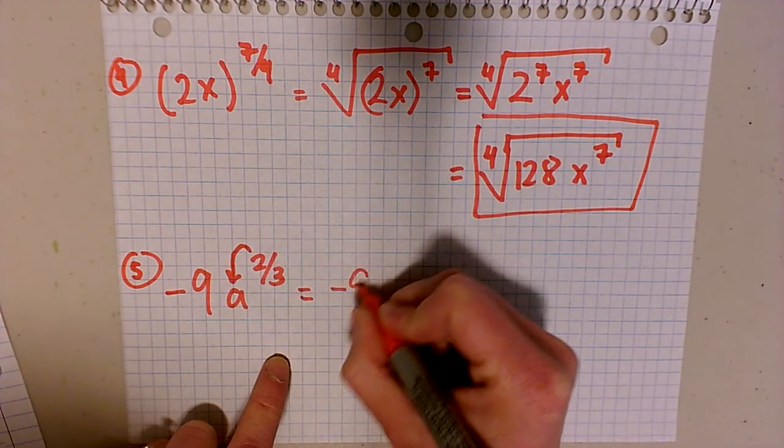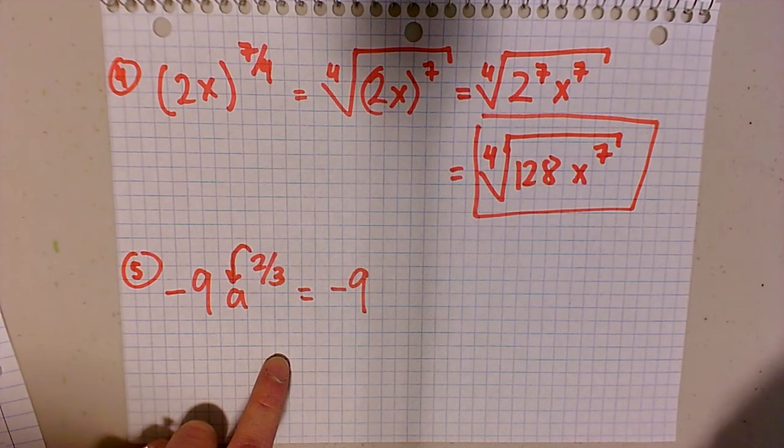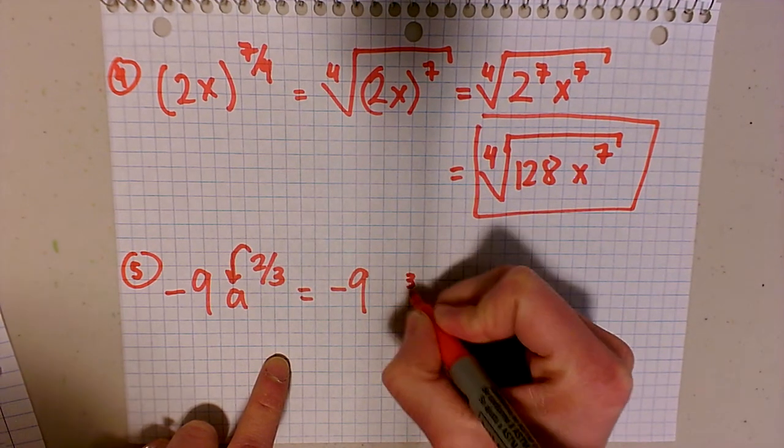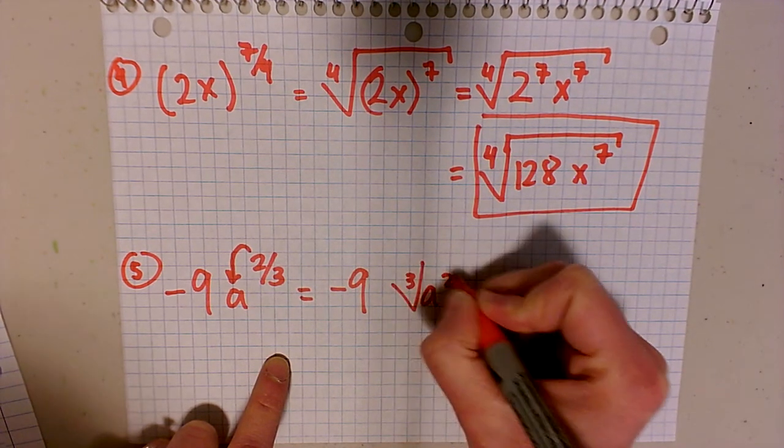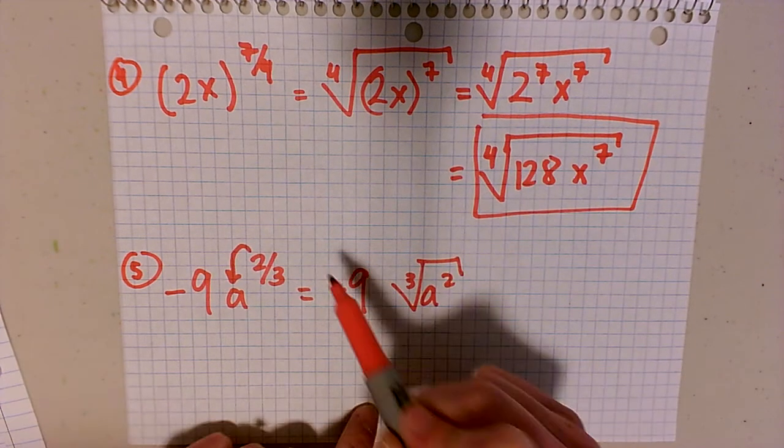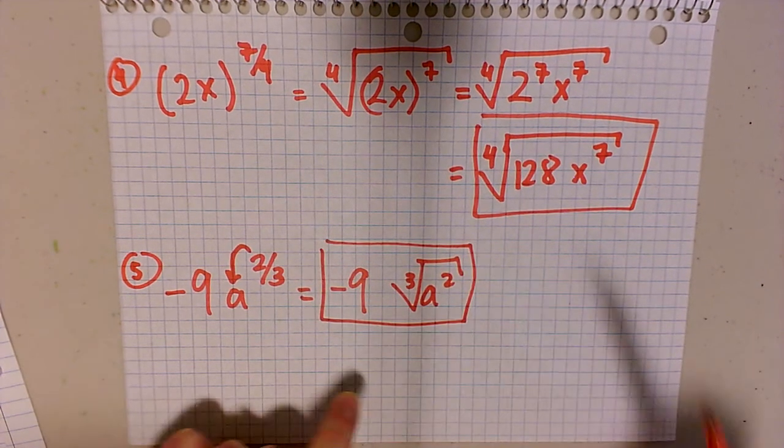So what that means is our negative 9 goes outside the parentheses, and then inside we're going to have the cube root of a squared. Okay, so this is your answer here. Keep that negative 9 outside.